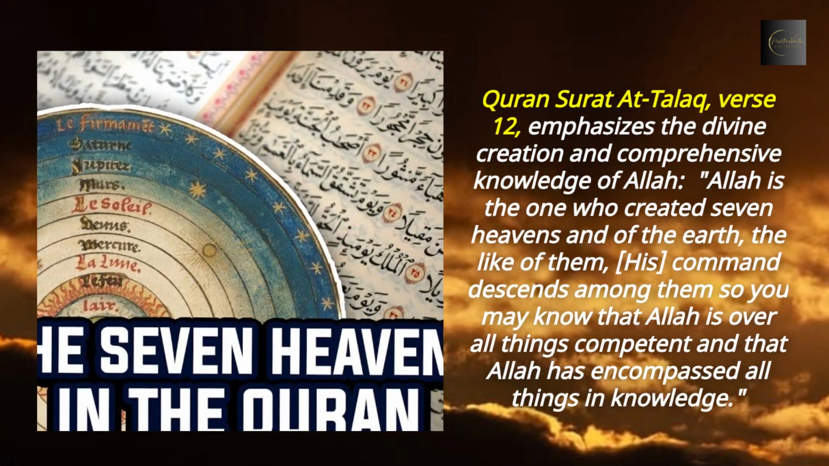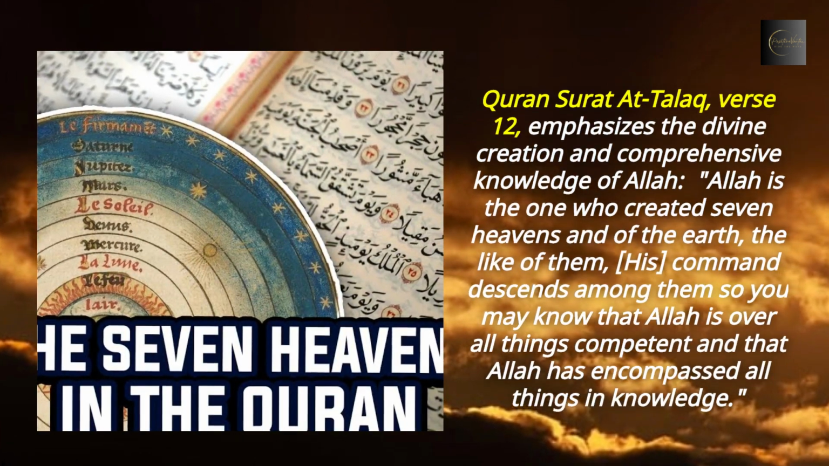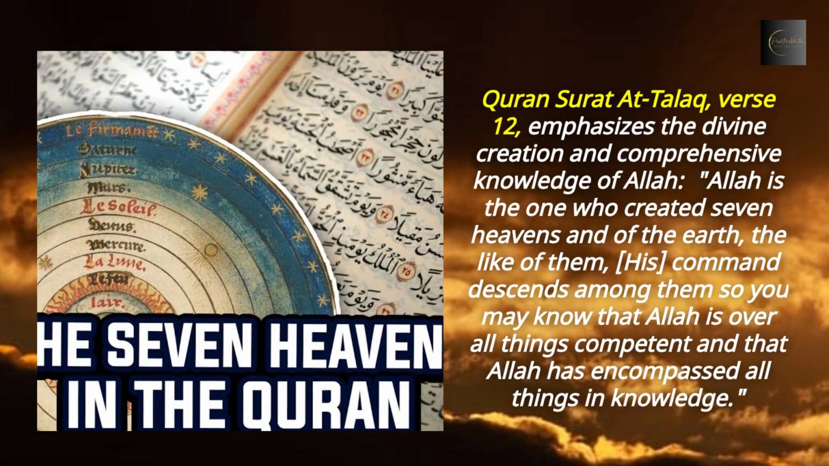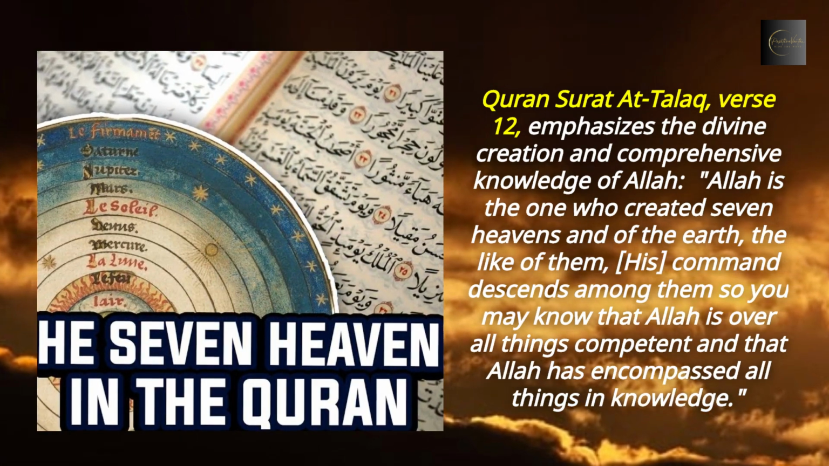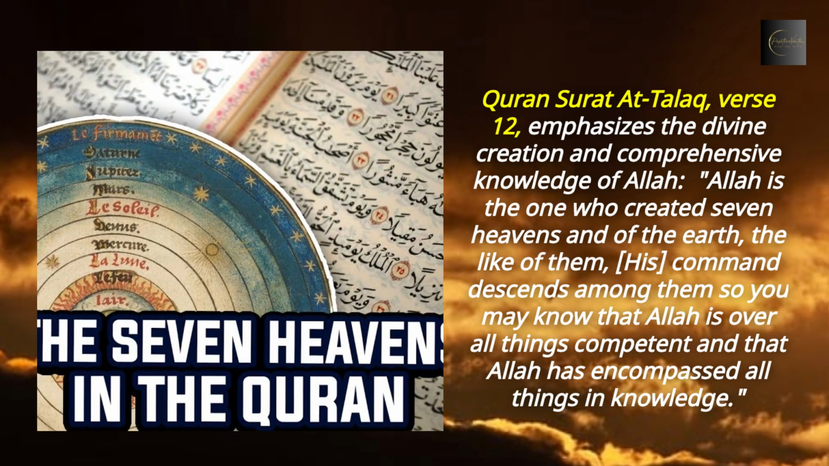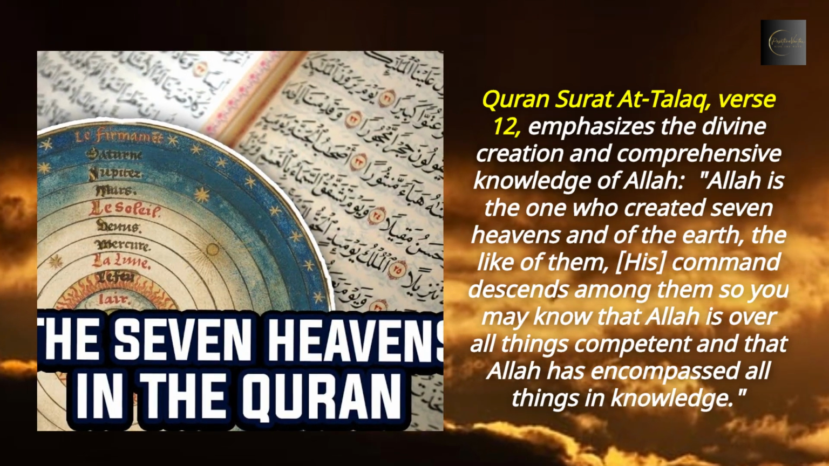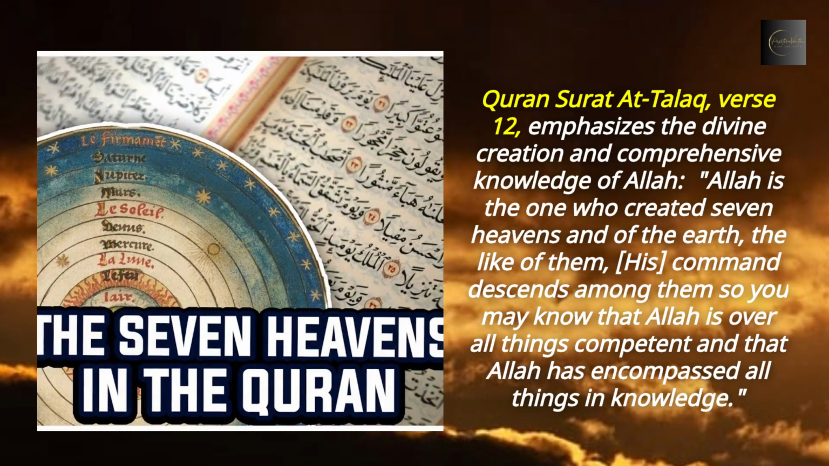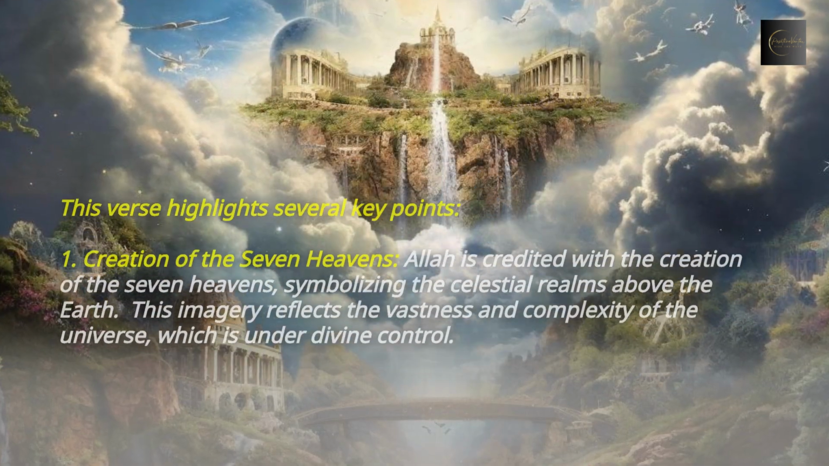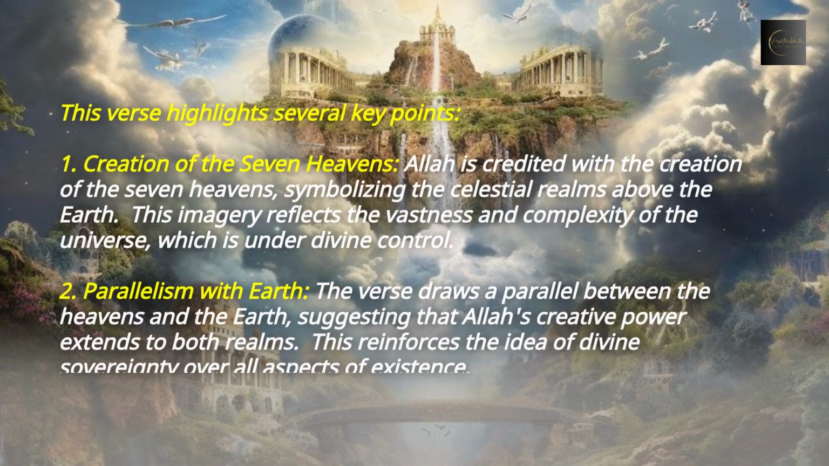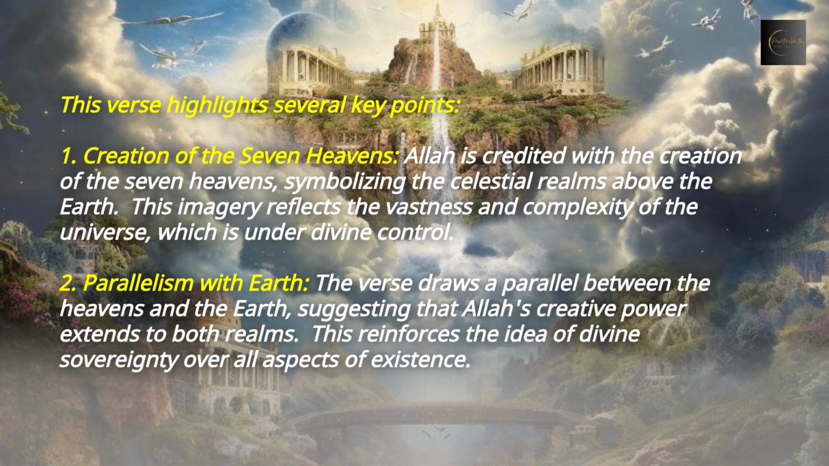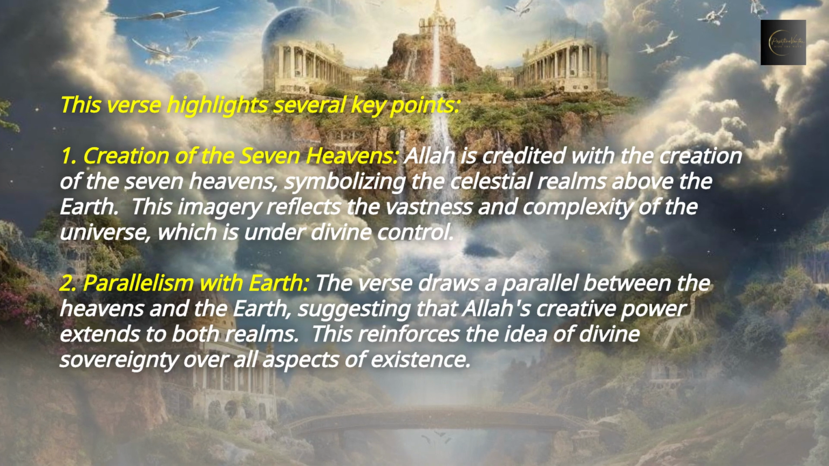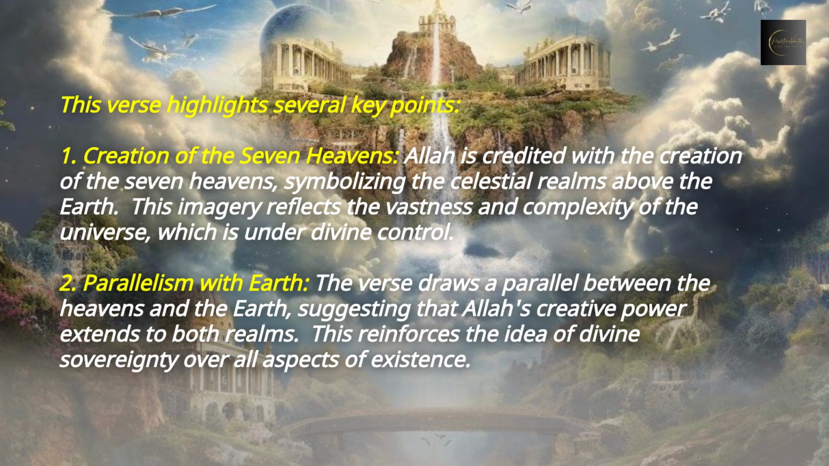Quran, Surat at-Talaq, verse 12, emphasizes the divine creation and comprehensive knowledge of Allah. Allah is the one who created 7 heavens and of the earth, the like of them. His command descends among them so you may know that Allah is over all things competent and that Allah has encompassed all things in knowledge. This verse highlights several key points. 1. Creation of the 7 heavens. Allah is credited with the creation of the 7 heavens, symbolizing the celestial realms above the earth.